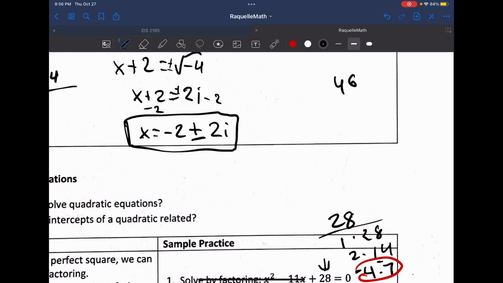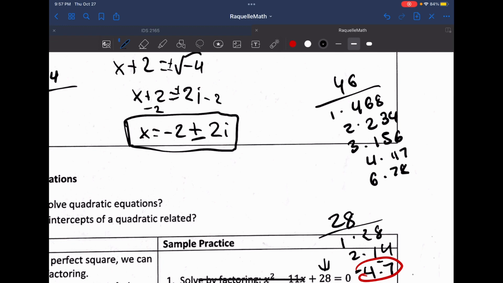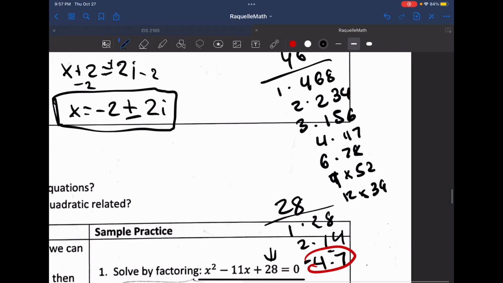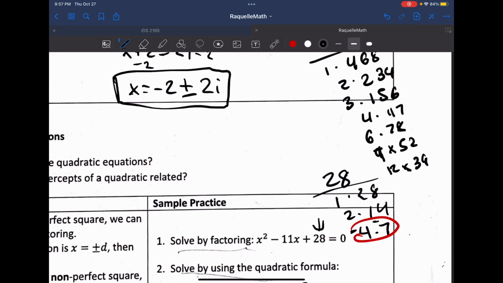So the factors of 468 are 1 times 468, 2 times 234, 3 times 156, 4 times 117, 6 times 78, 9 times 52, 12 times 39, 13 times 36, and then 18 times 26, I believe.